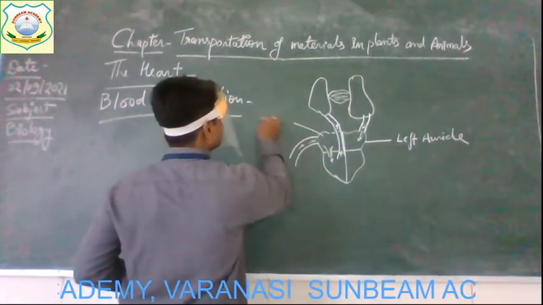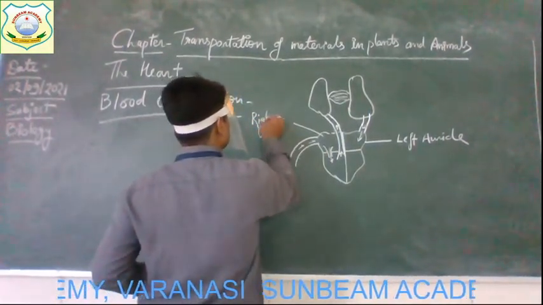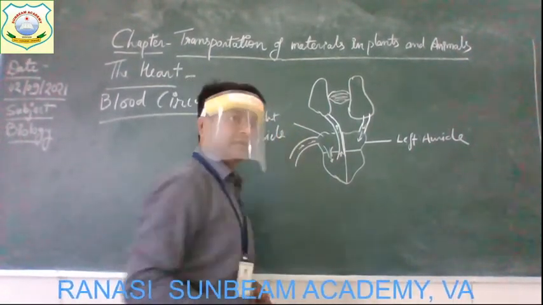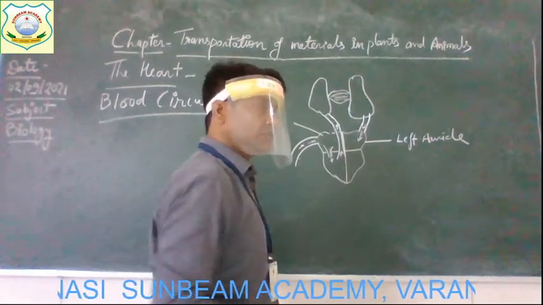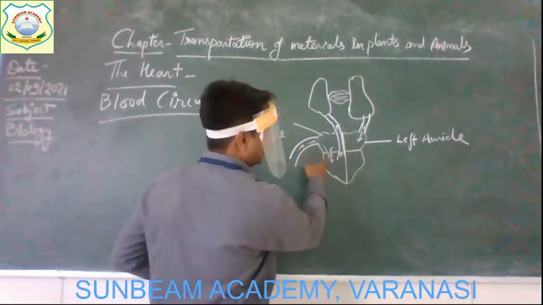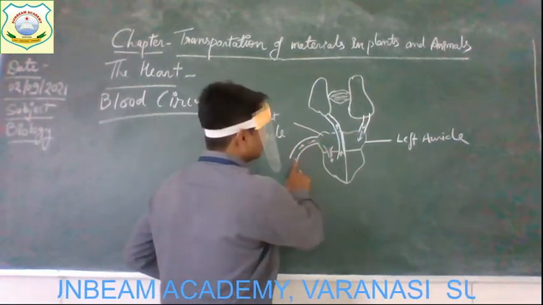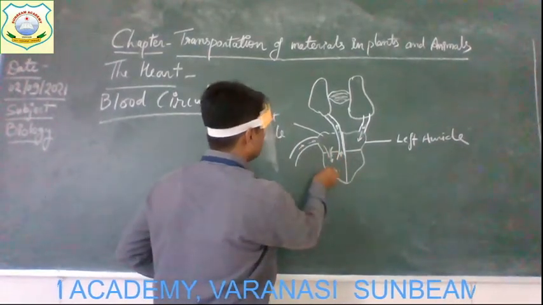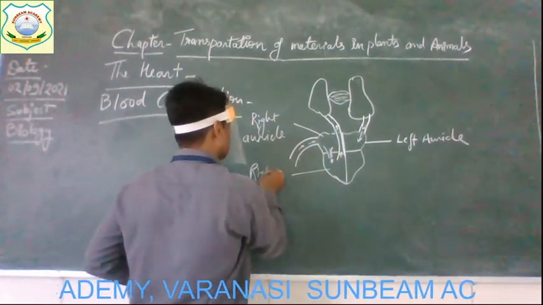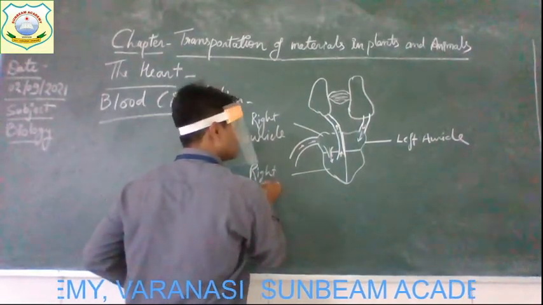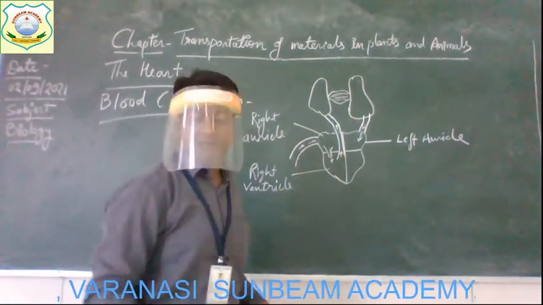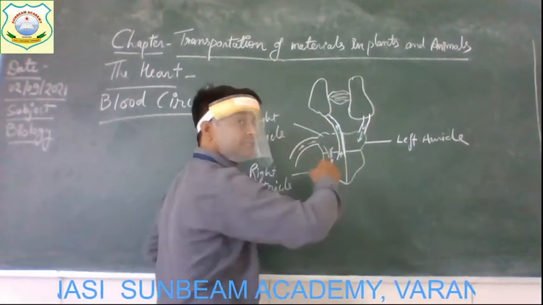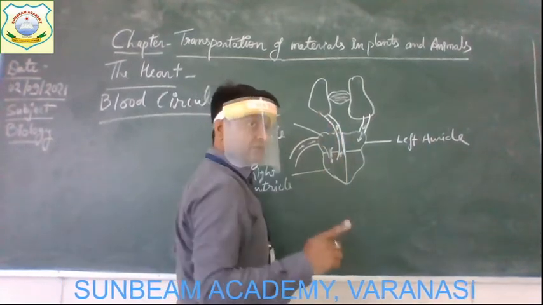And this one is right auricle. Understood? So you guys understood with the help of this arrow. This arrow is going to show that blood is coming in this chamber, then it is moving in right ventricle, and after that again it's moving to the lungs for removal of carbon dioxide.